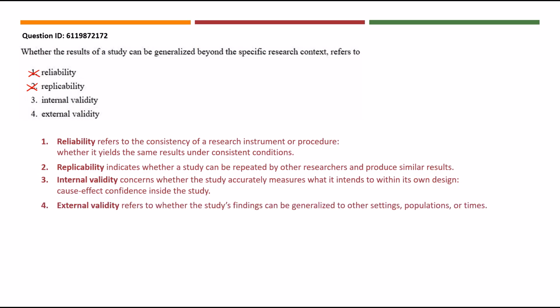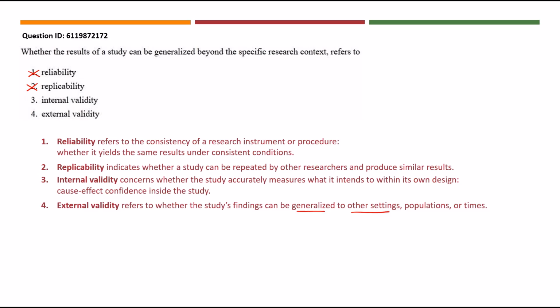External validity refers to whether the study's findings can be generalized to other settings, populations or times. Maybe you are starting with a specific research context. Once you find it is correct, whether you are able to generalize it to other settings. Maybe you are starting a certain strategy for school kids. If that is going to be a success, then can I generalize it to college students? Can I generalize it to PhD scholars? Can I generalize it to working people? This is a different setting, different population or even different times.